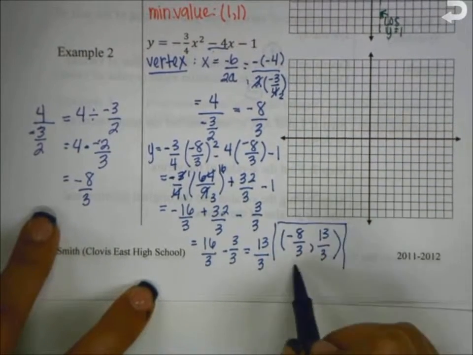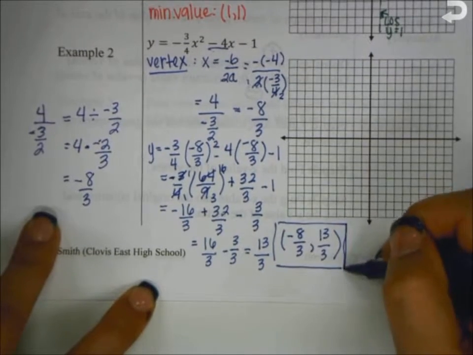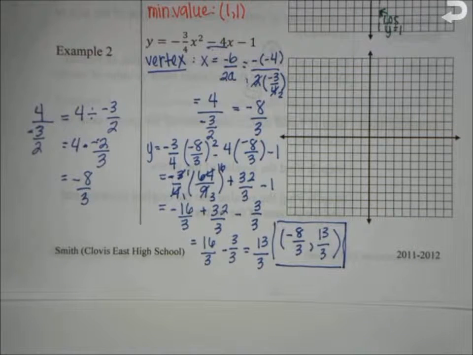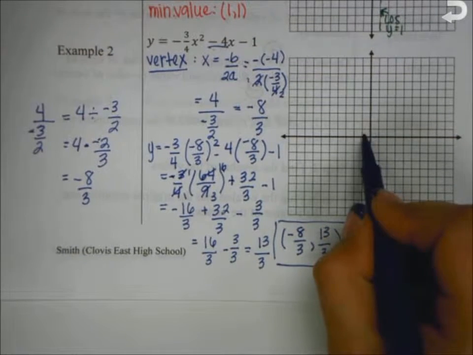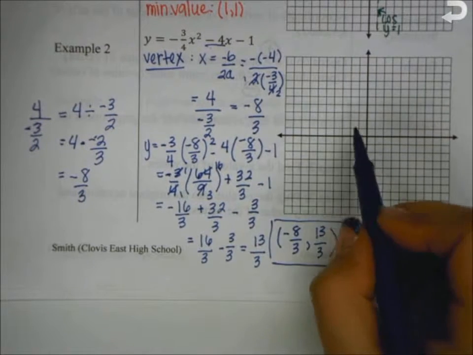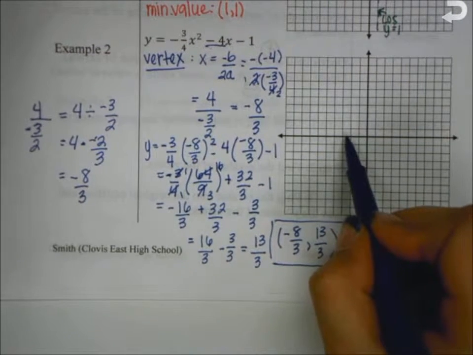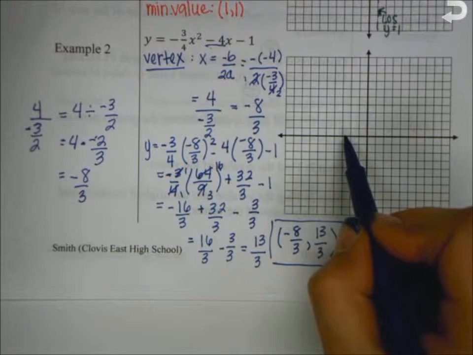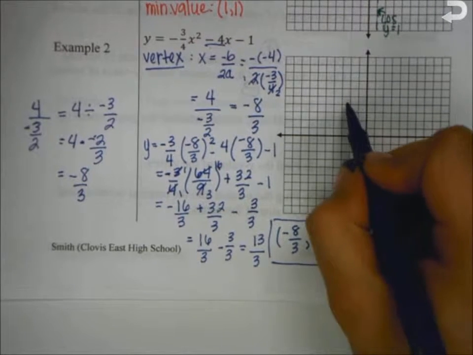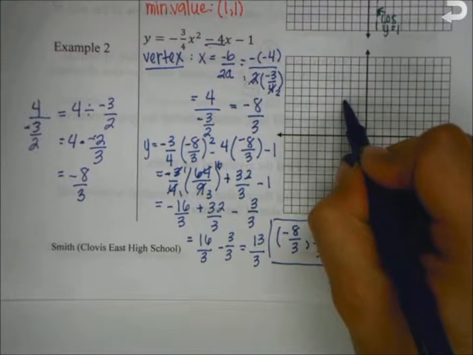Okay, where is negative 8 over 3? That's about 2 and 2/3. So negative 2, 1, 2, and 2/3 is somewhere in the middle. And 13 over 3, 3 goes into 13 4 times, 4 and 1/3. 1, 2, 3, 4, and 1/3. So we're somewhere right here, in the middle somewhere.